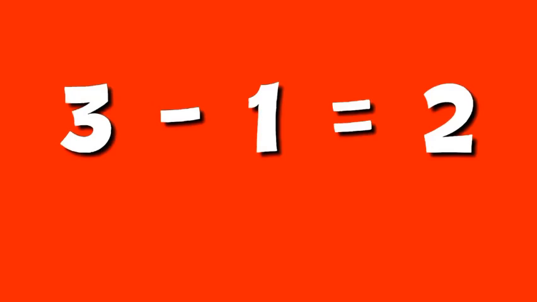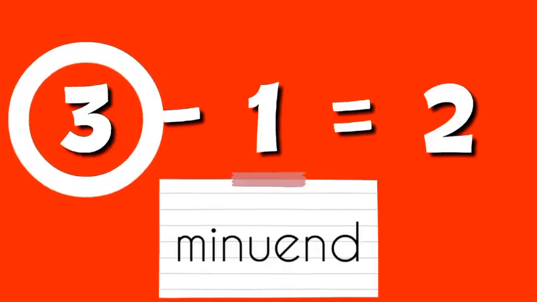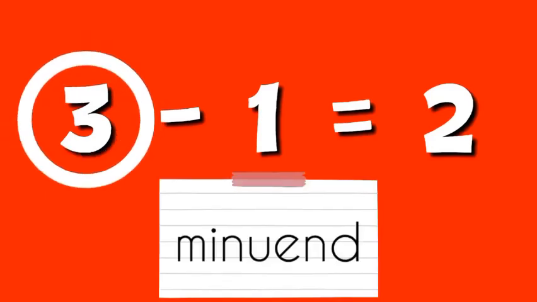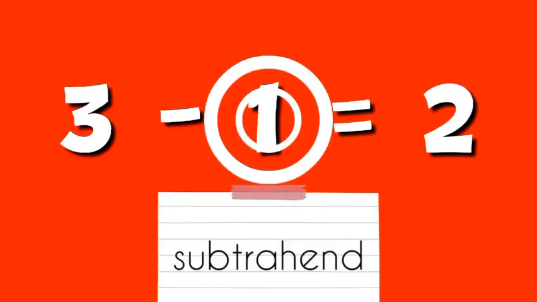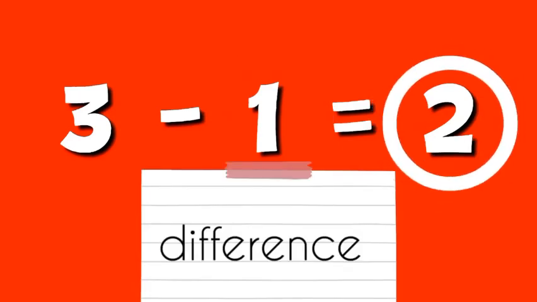3 is the minuend. 1 is called the subtrahend. And 2 is the difference. Let's try to do some subtraction drills.